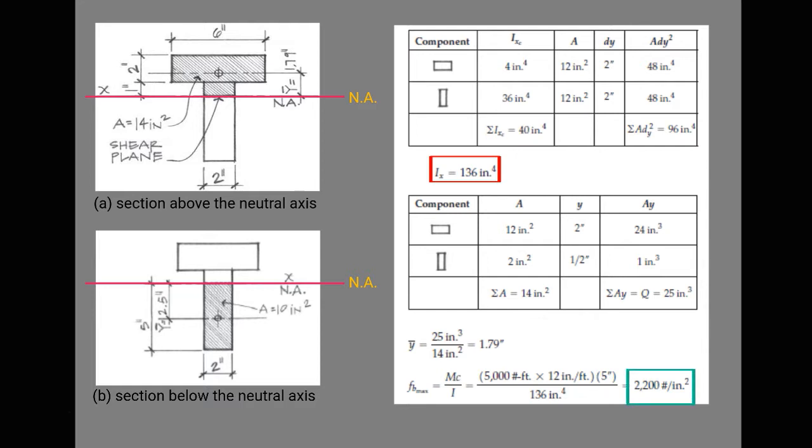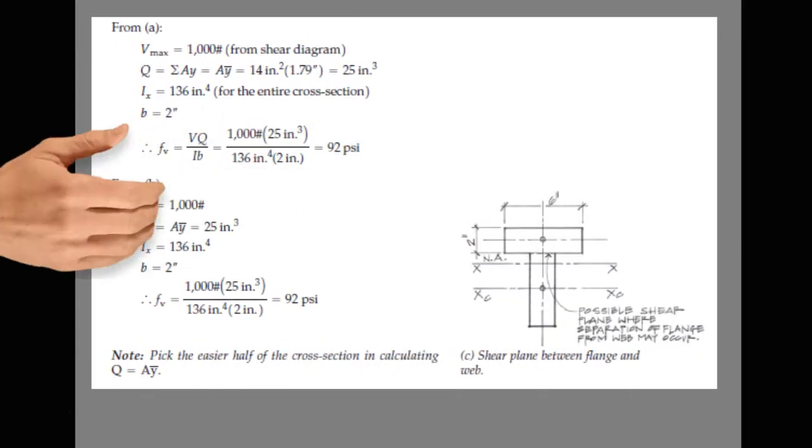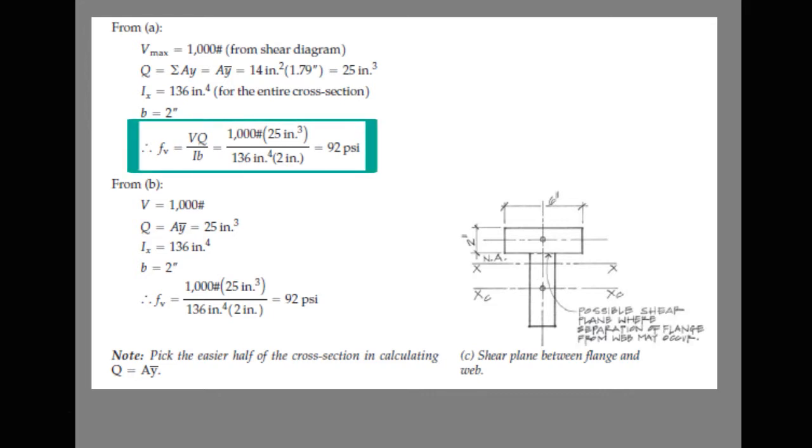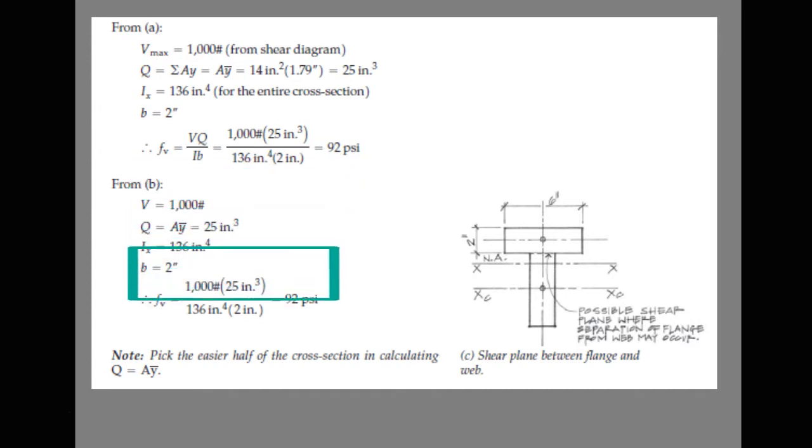per inch squared. From the shear diagram, the maximum shearing force is equal to 1,000 pounds. Q is equal to 25 cubic inches and the moment of inertia of the entire cross-section is equal to 136. Substituting these values into the formula, the shear stress is equal to 92 psi. Using the same process of FBD, we arrive at the same shear stress, which is also equal to 92 psi.